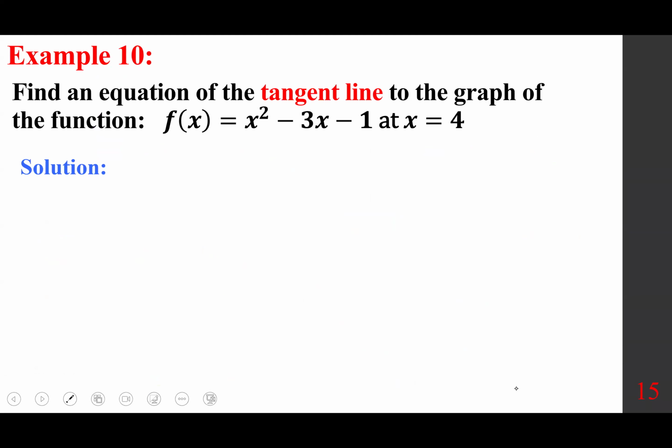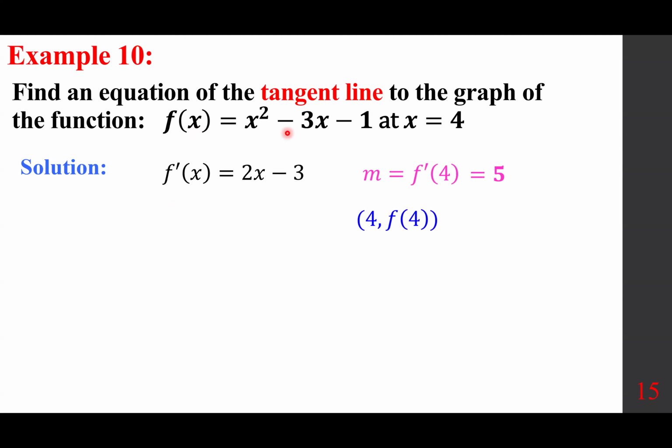Find an equation of a tangent line for the function f of x equals x squared minus 3x minus 1 at x equals 4. Well, we need two things. We need a slope, so we're going to differentiate: 2x minus 3. And we're going to plug in 4. So if you plug in 4, 2 times 4, 8 minus 3 becomes 5. We also need a pair x comma y. We have x. How do we find y? Plug it into the original function, f of x.